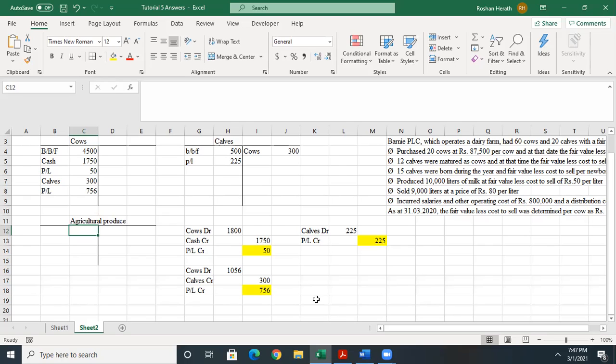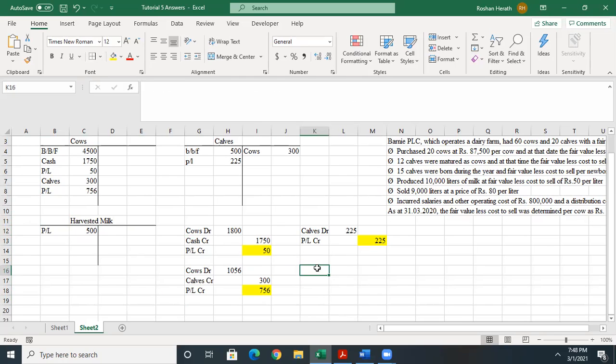So when it comes to agricultural produce, again, it was said that you need to recognize them. It's about, sorry, it's harvested milk, no? Harvested milk. Let me use the specific name. Yes, it's agricultural produce, but more specifically, harvested milk. It's 10,000 liters at 50. It's 10 into 50, it's 500. And the entire thing, you can see that this time also, it comes at no cost.